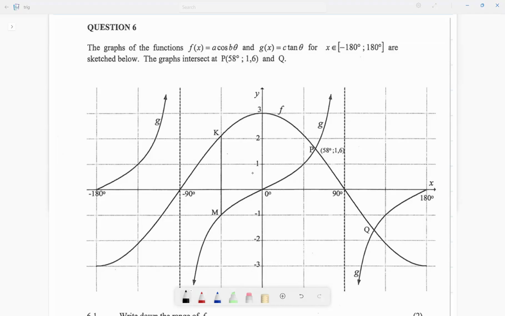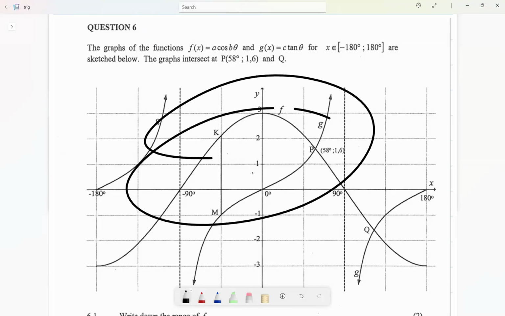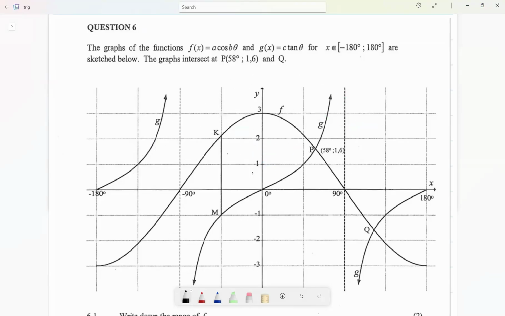Now, in this question, we're going to be looking at analyzing the sketches that we are given. Unfortunately, there is no free marks for sketching because it's the easiest, but now we need to know how to also interpret our graph. So let's look at that.